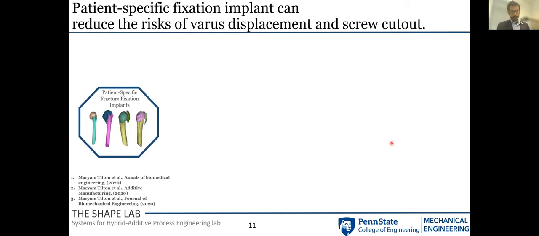So on the first one, this is a big problem: the risk of varus displacement and screw cutouts. Whenever we have a fracture fixation, even though in this case it is for proximal humerus fracture, and this is pretty common in other types of fractures too, you might have heard family, friends or others say, I had a fracture, I had a plate put in and screws put in. And that's exactly where the screw cutout and varus displacement happens.